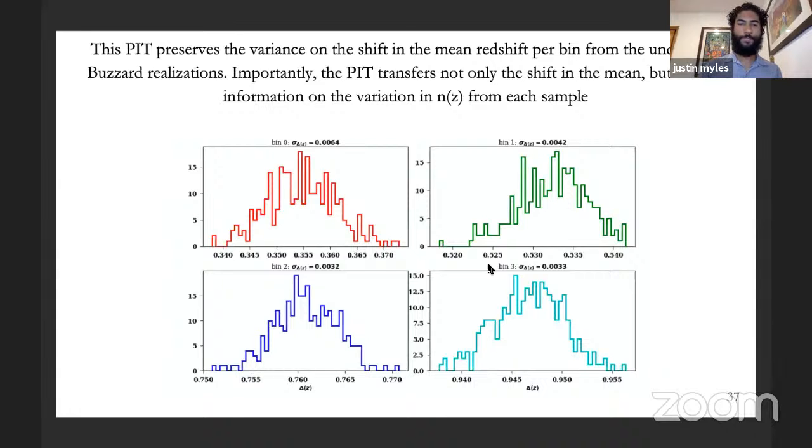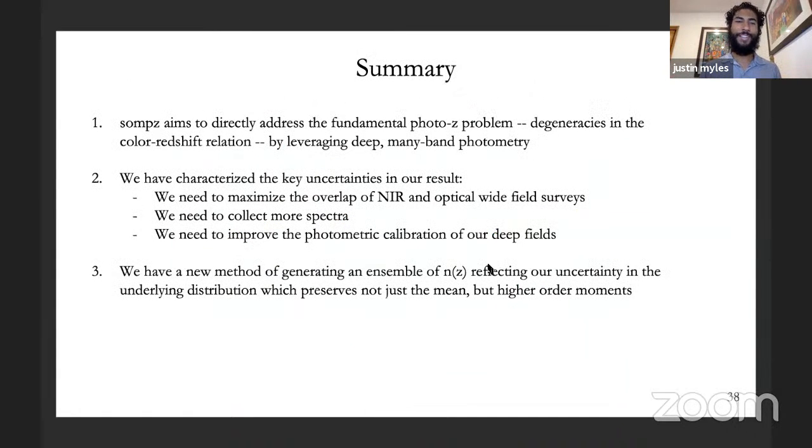All right, so that's the talk today, and I'll summarize. The first point is that SOMPZ aims to directly address the fundamental photo-z problem, which is degeneracies in the color-redshift relation. And we do that by leveraging deep many-band photometry.